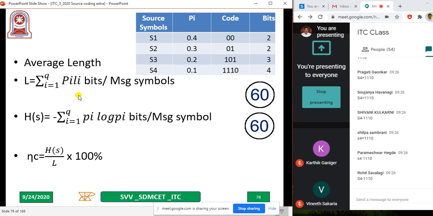Now, you are supposed to find out the average length L equal to summation i equal to 1 to q, pi Li bits per message symbol, and H of S equal to minus summation pi log pi, and efficiency equal to H of S divided by L into 100. Fill the values. Table is given for your reference. It is there in your notebook also. Fill the values, find out L, type your answer in the chat box. H of S, type your answer in the chat box. Efficiency, you type in your chat box.